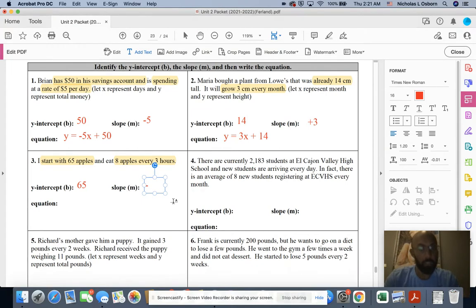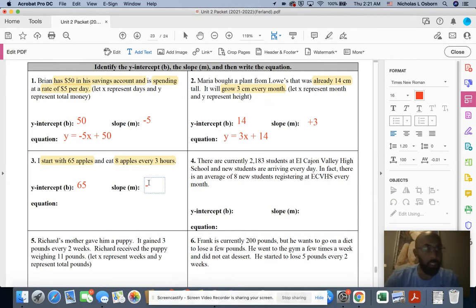8 every 3. Okay, so here's how you have to look at this. This is a fraction. If I was to go back to those problems, this one says 3 centimeters every month. So really what this means is 3/1. Same thing here: $5 per day, so per 1 day, that would be 5/1. That is essentially what your slope is, but I didn't write 5/1 or 3/1 because it's just -5, and that's just 3.